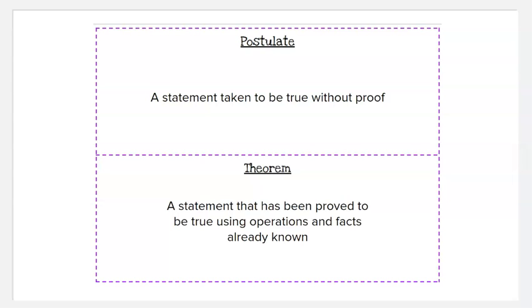Postulate. A postulate in math is something that is taken to be true without proof. So it's something that doesn't need to be proven. We just accept that it is true. A theorem, however, is a statement that has been proved to be true using operations and facts already known. So a theorem is something that's been proven because we couldn't just take it as fact, and we can prove that using postulates, using definitions, and using other mathematical properties.